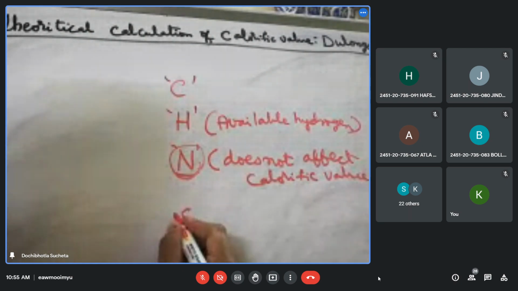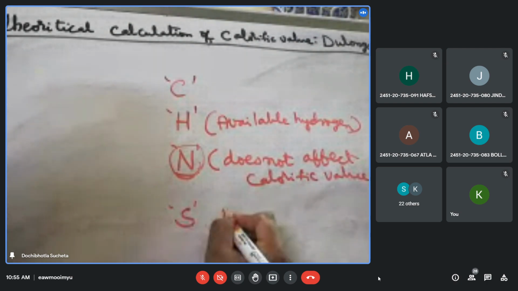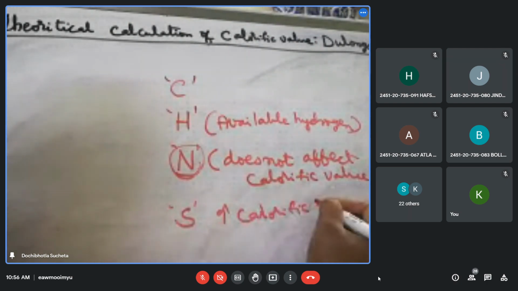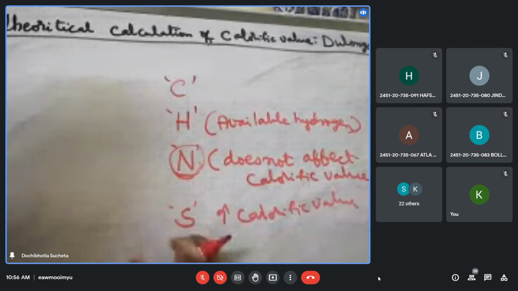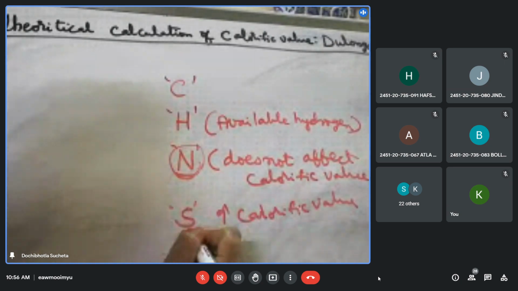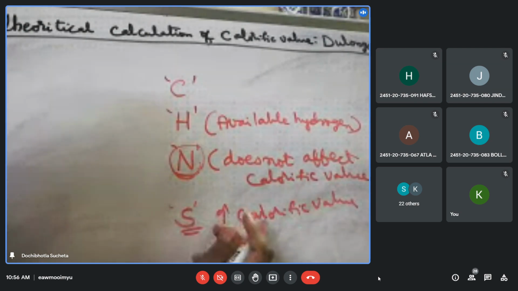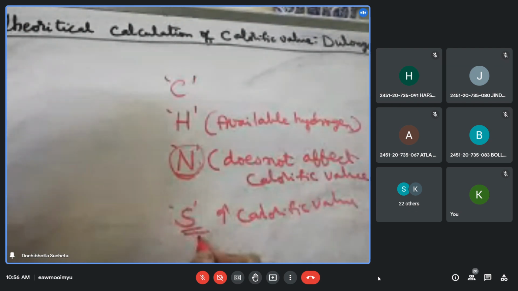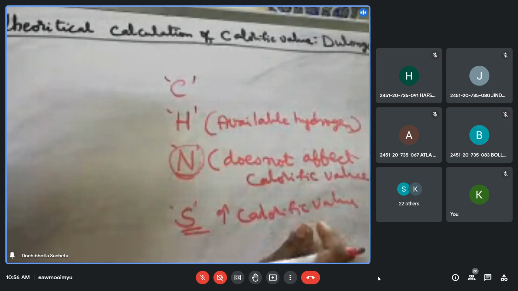Sulfur is one such element which actually increases the calorific value, but the byproducts formed, the oxides of sulfur, are environmentally not very safe, and the sulfur itself reacts with the instruments or the operational material, forming iron sulfide and causing corrosion. So its presence is not favorable but it supports the calorific value.